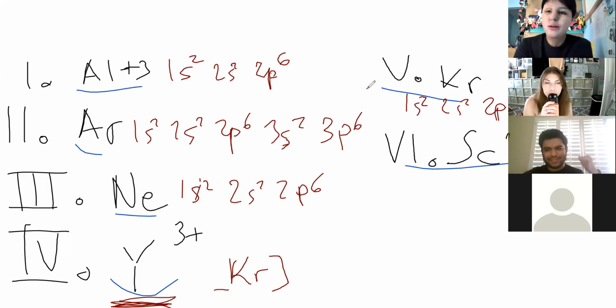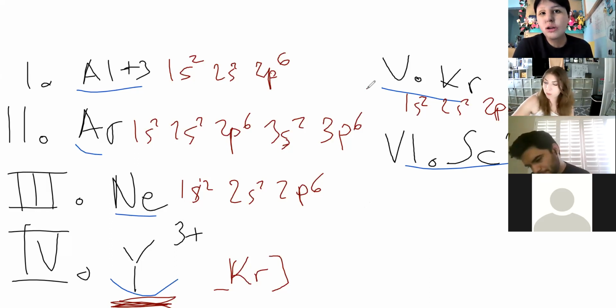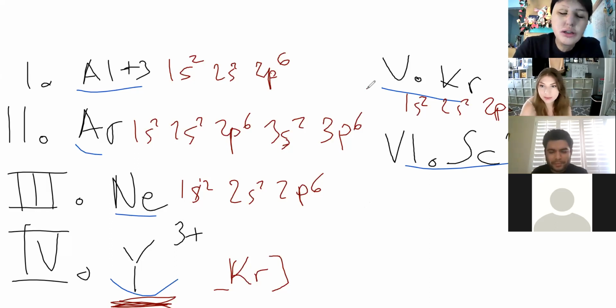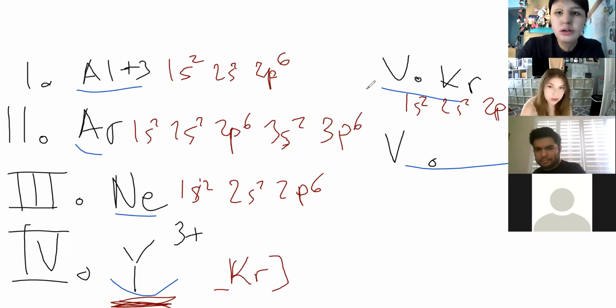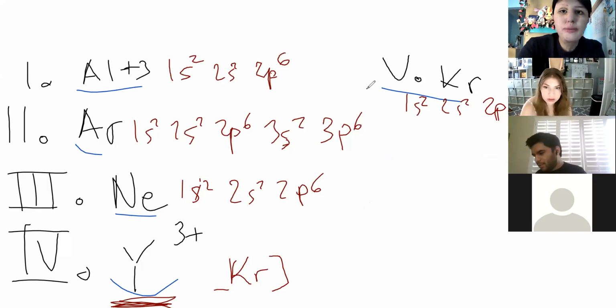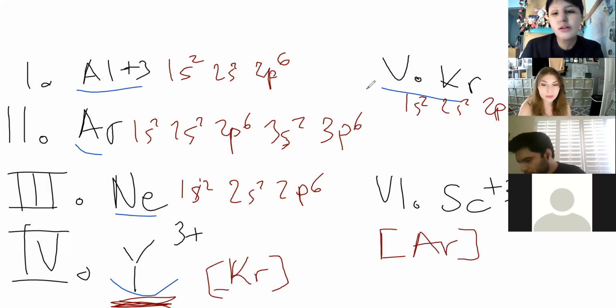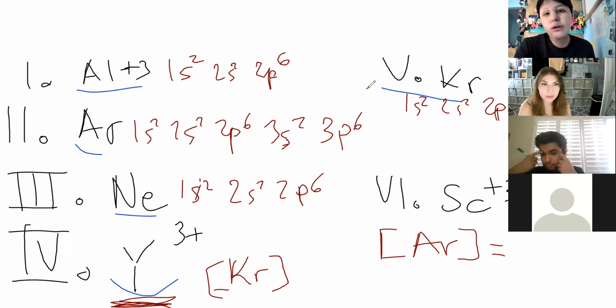There you go. Excuse my shoddy handwriting today. I don't have my trusty stylus today. All right, for scandium +3. Excuse me, abbreviated argon. Okay. So it's got the configuration of argon, which we already found out here.